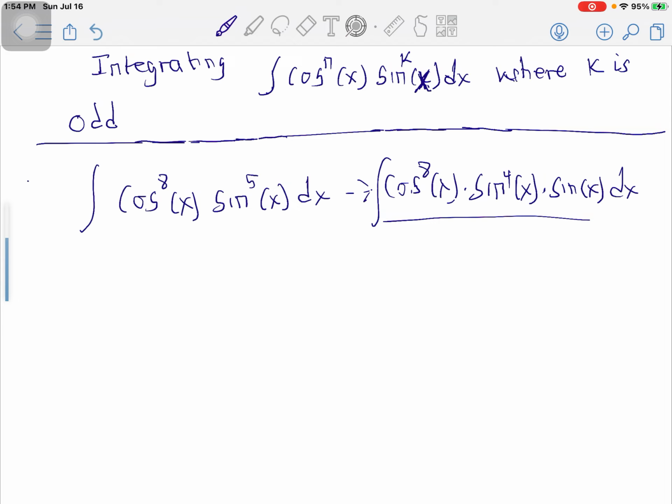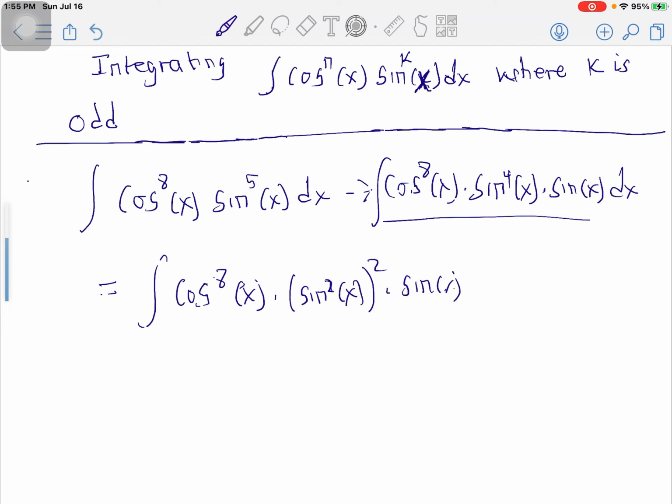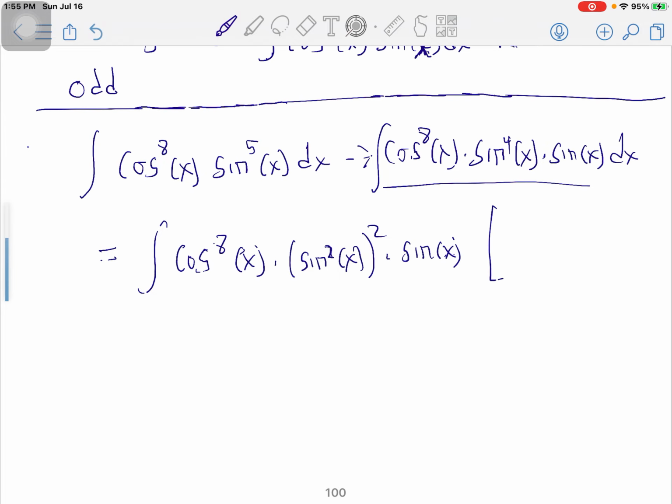Now let's break off the sine x. This sine still has a power of 4, not a power of 2, so we need to break it down. We can write the integral of cos^8(x) and then multiply by sin^4 x, which can also be rewritten as sin^2(x) all squared, because we want to use the trig identity sin^2 x plus cos^2 x. Your goal is always to reduce it to the square part, and since it's power 4, we get an additional power of 2 here. Remember that we still have our sin x over here.